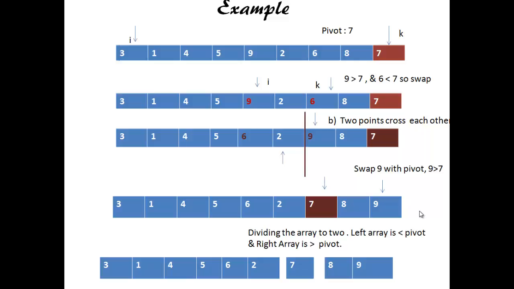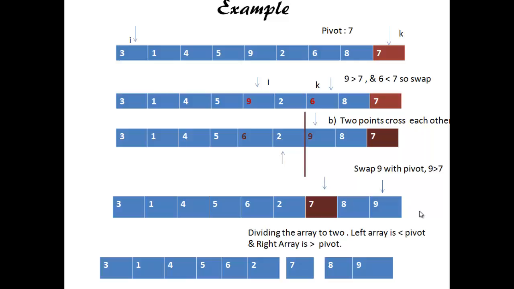Again, we start with the pointed position 6. 6 is less than 7, 2 is less than 7, 9 is greater than 7. So mark 9. Now start with right. 9 is greater than 7, 2 is less than 7. Here, the two pointers cross each other. So 9 is greater than pivot. So swap 9 with 7.